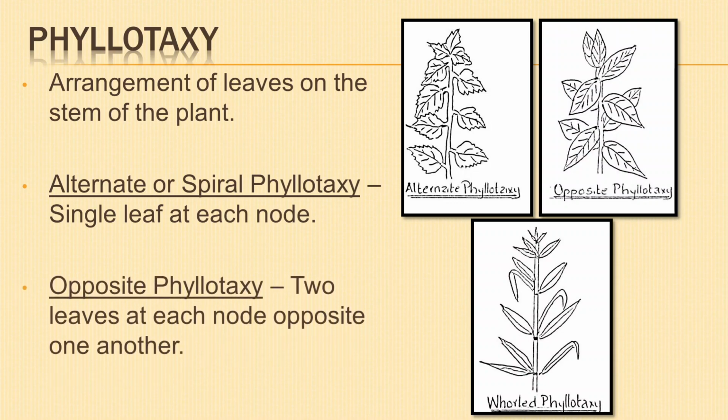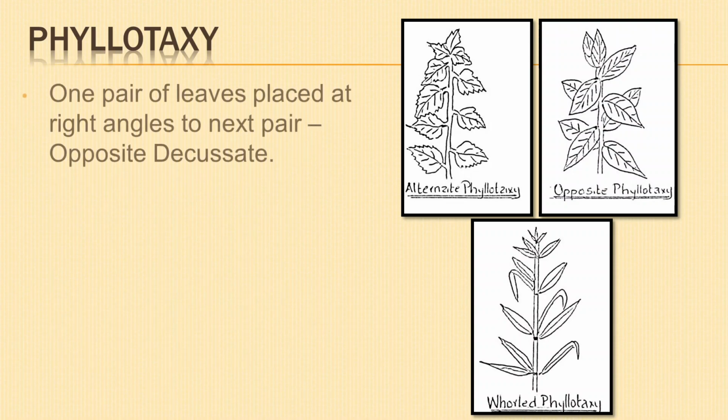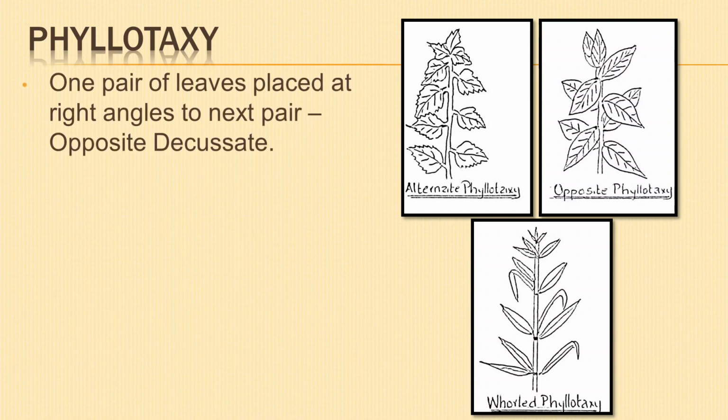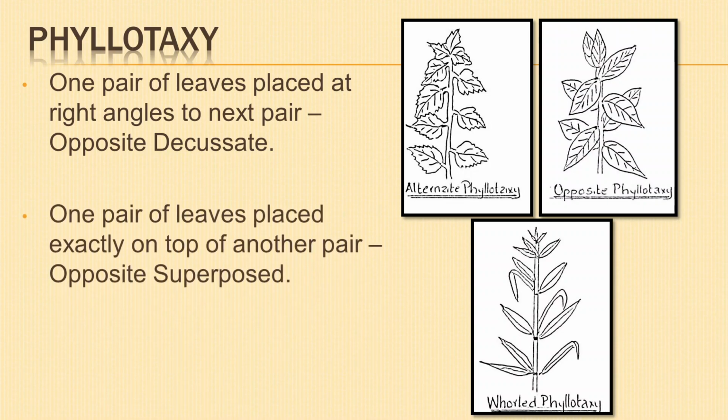Opposite phyllotaxy. Two leaves at each node are always opposite one another. If one pair of leaves is placed at right angle to the next pair, the arrangement is termed opposite decussate, as in Ocimum. Sometimes, a pair of leaves is seen placed exactly on top of another pair so that all the leaves lie in one plane. The arrangement is called opposite superposed, as in Quisqualis.